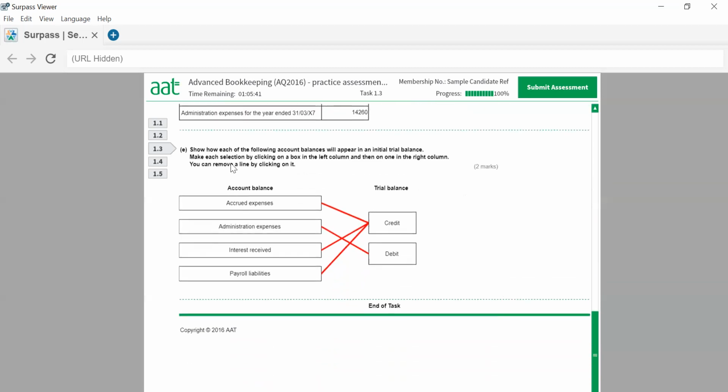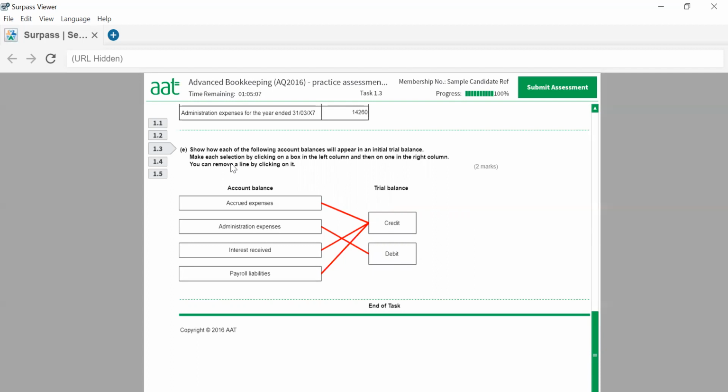It says, show how each of the following account balances will appear in the initial trial balance. Make a selection by clicking on the box to the left and then the opposite on the right. So accrued expenses, an accrual is a credit insofar as your statement of financial position is concerned. Debit: expenses, assets and drawings. Credit: liabilities, income and capital.